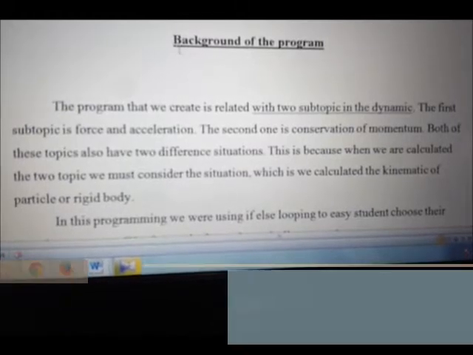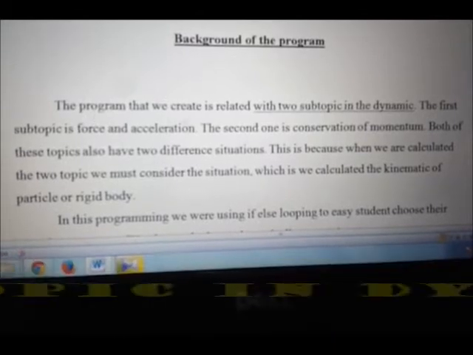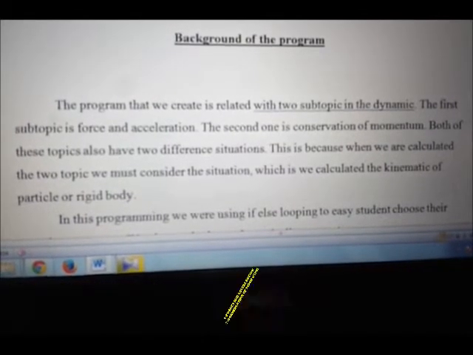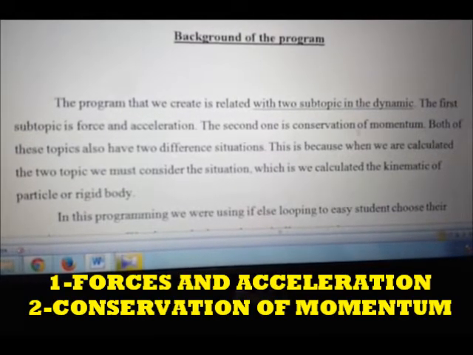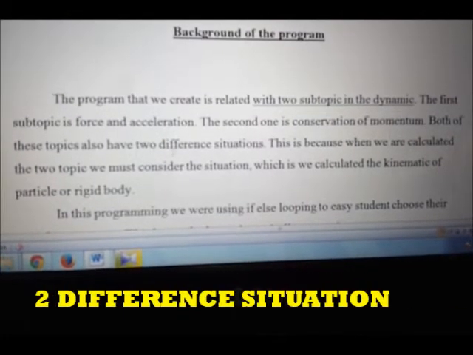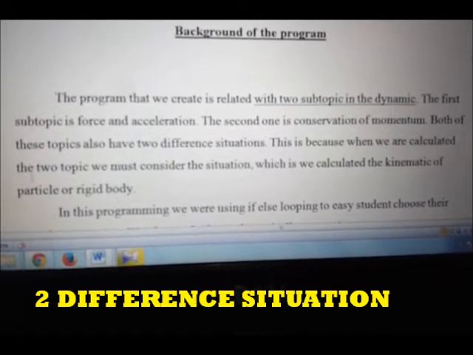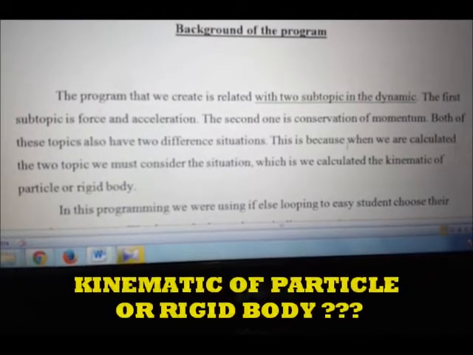Okay, this is the background of the program. The program that we create is related with two subtopics in the dynamics. The first subtopic is force and acceleration. The second one is conservation of momentum. Both of these topics also have two different situations. This is because when we calculate the two topics, we must consider the situation, which is we calculate the kinematic of particle or rigid body.